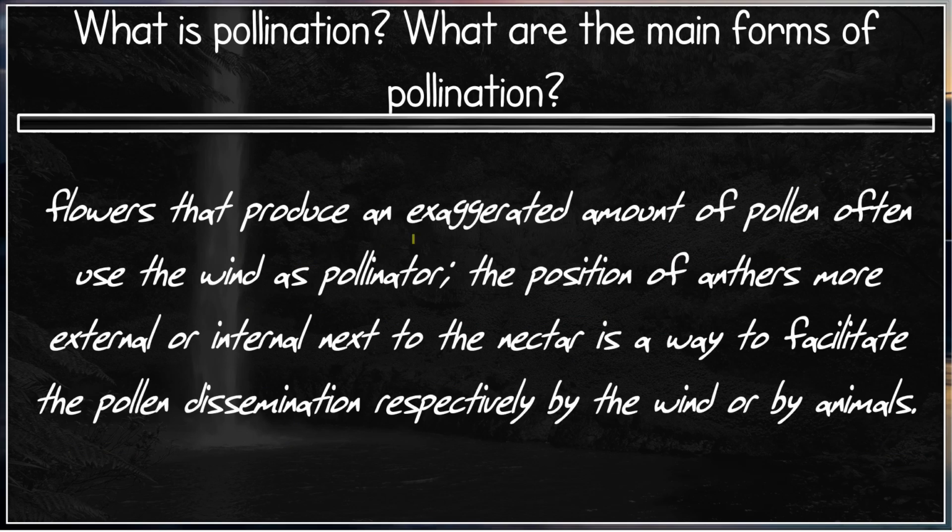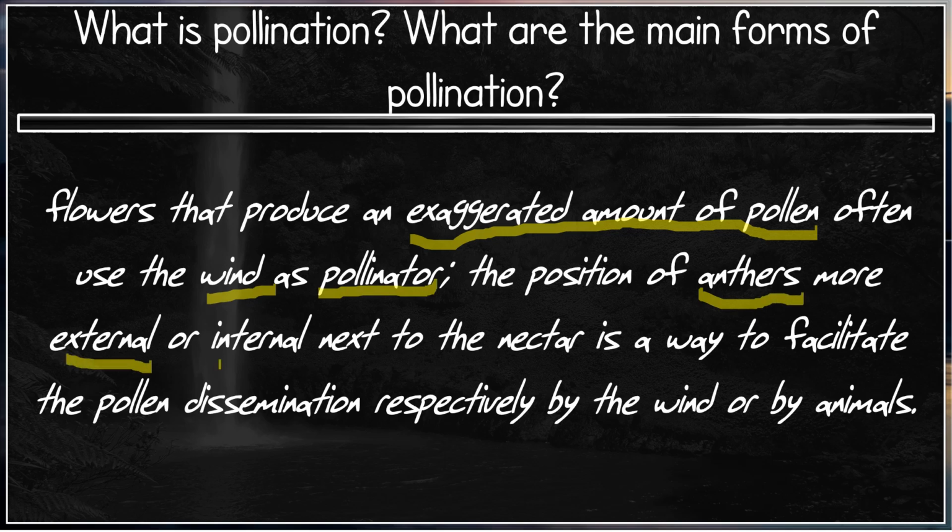Flowers that produce an exaggerated amount of pollen often use wind as pollinator. Position of the anthers, more external or internal next to the nectar, is a way to facilitate pollen dissemination, respectively by wind or by animals.